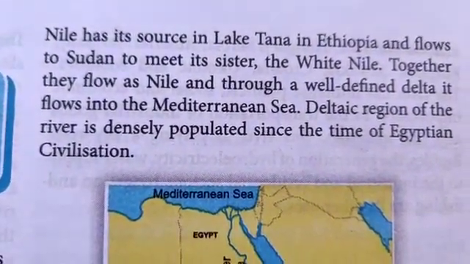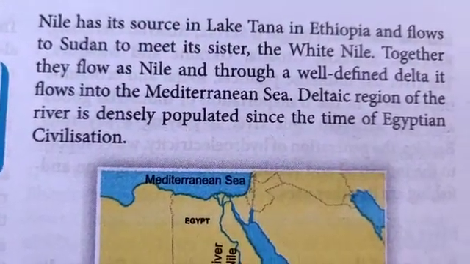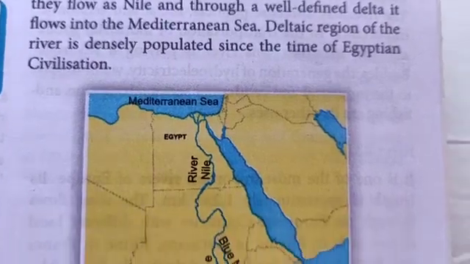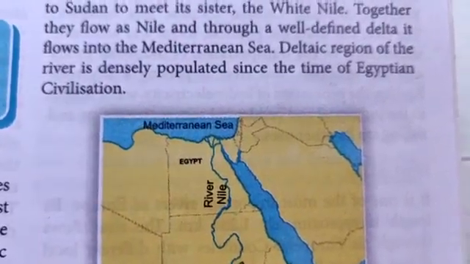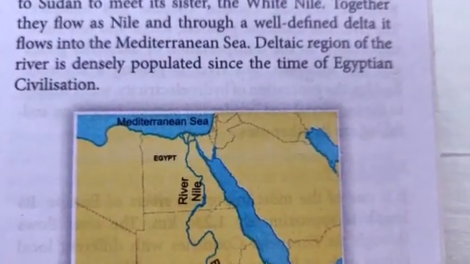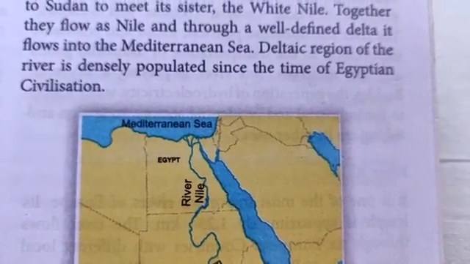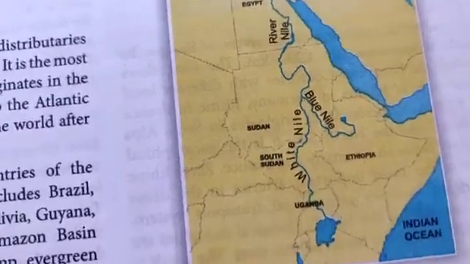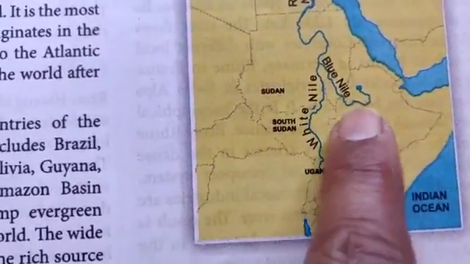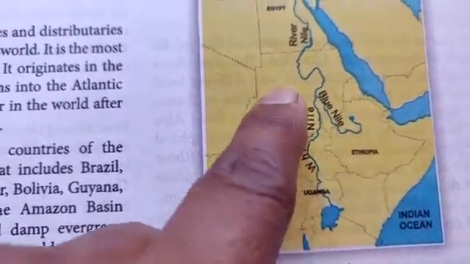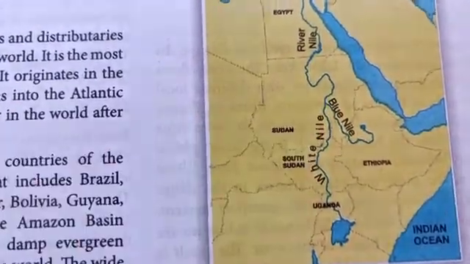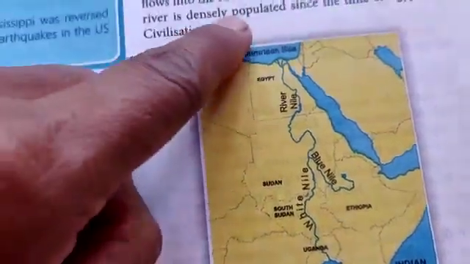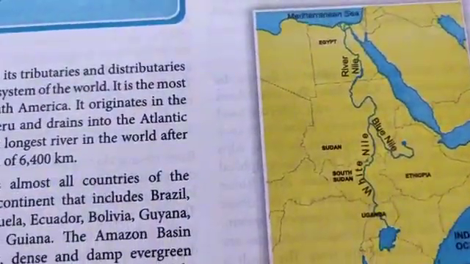Now together they flow as Nile through a well-defined delta. Where does it drain? Into the Mediterranean Sea. The deltaic region of the river is densely populated since the time of Egyptian civilization. So you see over here the White Nile, you see the Blue Nile, how they come here and they meet at the capital of Sudan, and then they form the river Nile, and it is draining into the Mediterranean Sea.